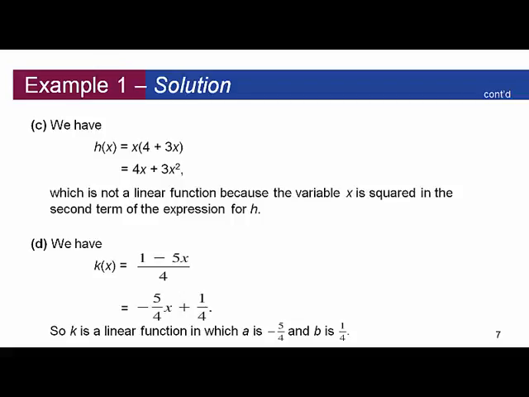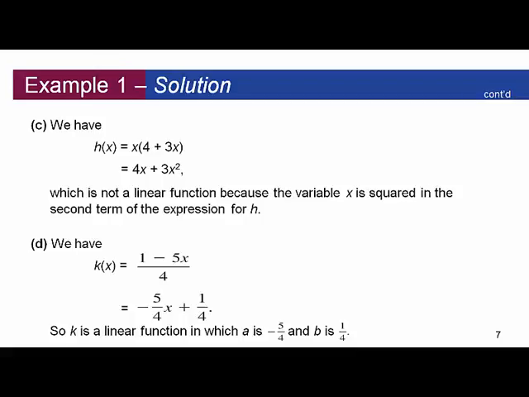Again, we have to do the distribution, and we're left with 4x plus 3x squared. And we recognize that can't be linear because we have that x squared term. And obviously, linear functions can't have any powers of x. So we know it's not a linear function. And of course, that's a quadratic, right? That ends up being a parabolic function of some sort.